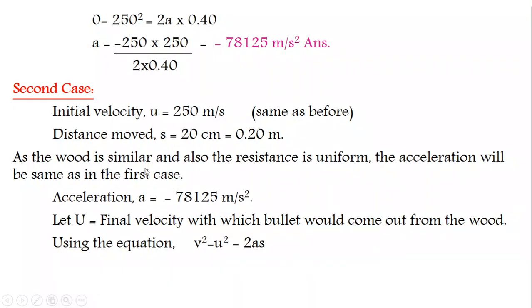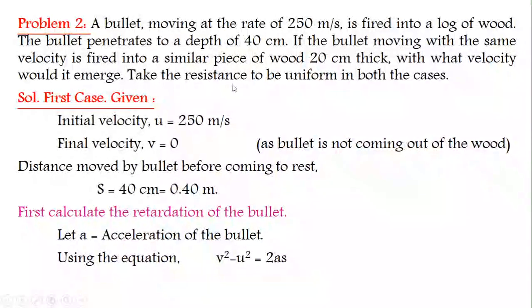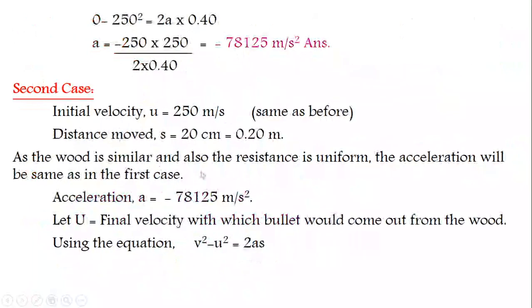The wood is similar and the resistance is uniform. The question says to take the resistance to be uniform in both the cases. That means the same wood material is used here. So the wood is similar and the resistance is uniform, and the acceleration will be the same as in the first case. The material of the wood is the same and the resistance of the wood is the same, so the acceleration of the bullet is also the same. So acceleration a equals minus 78,125 meter per second squared.